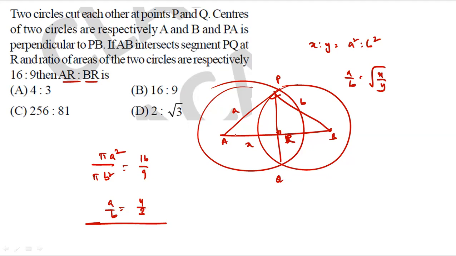Yeah. So AR is to BR. A square is to B square is given as what? 16/9. So AR is to BR is X by Y. Okay, X by Y is equal to actually A square by B square. Therefore, it is how much? 16 by 9 only. So you don't need to find out even this because A square is to B square is direct.